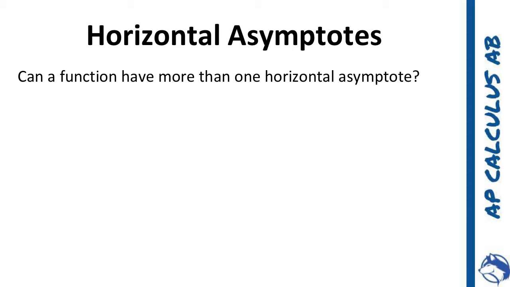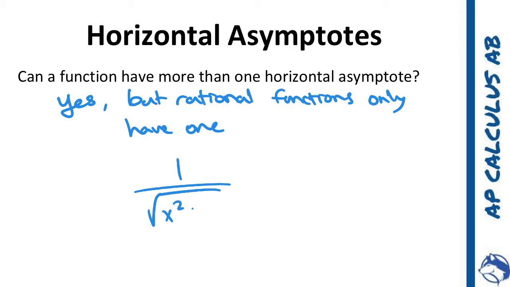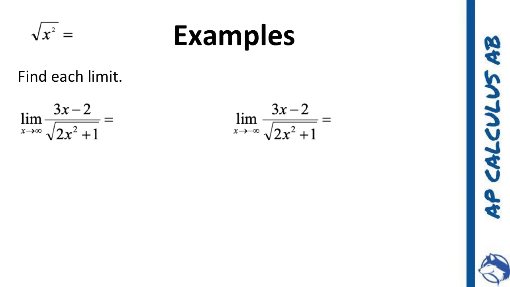All right, so can a function have more than one horizontal asymptote? Well, the answer is yes, but rational functions only have one, right? So it's always going to approach the same one. So what this means is that it's going to have to be irrational. So I might have something like the square root of x squared plus 4 to make this happen. So that's what we're going to look at here now.